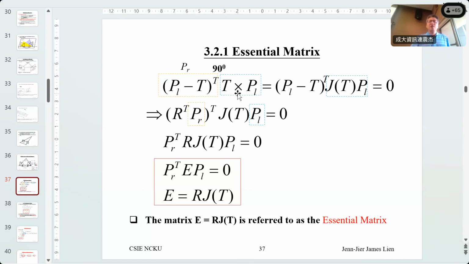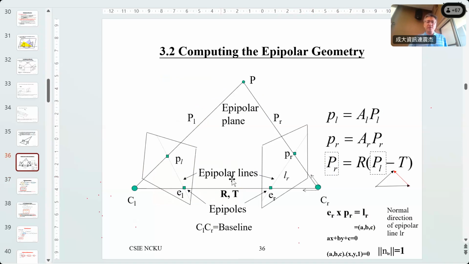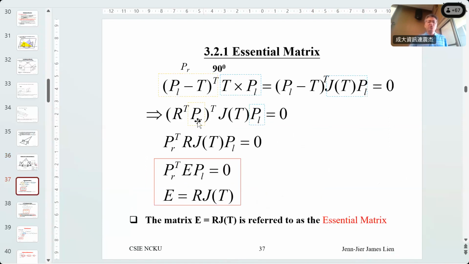And what's the T cross product with the PL? This is a cross product. Any cross product can be represented in inner product format. Any cross product form can be represented by an inner product, in a 3 by 3 form. This is the Jacobian-like form. You can find it online, so I won't go through it. So treat this as a 3 by 3 matrix. Okay, so what is this one? We can substitute here. So P left minus T equals P right inner product with R transpose here. So it becomes R transpose here. So this term becomes this term.